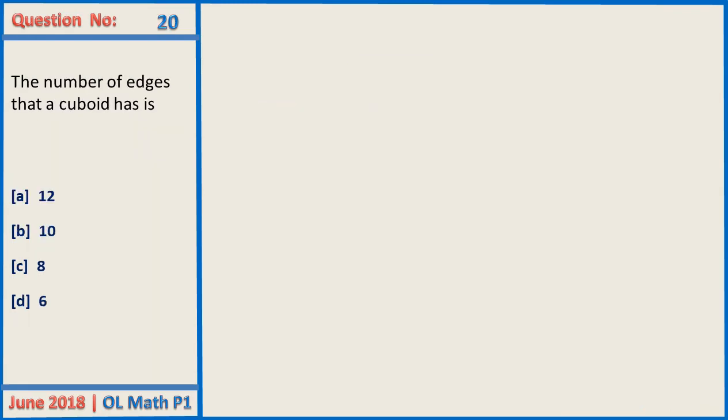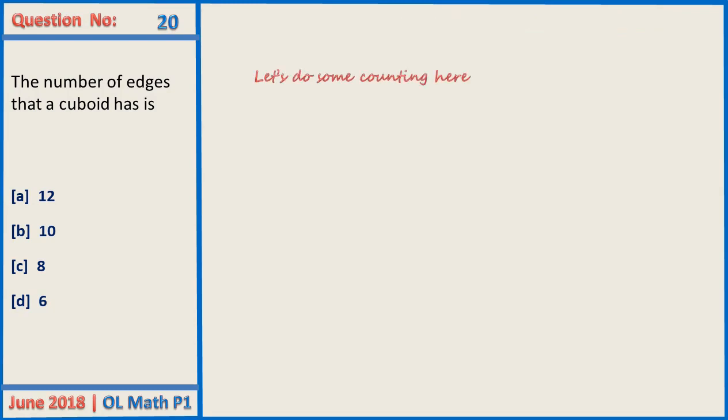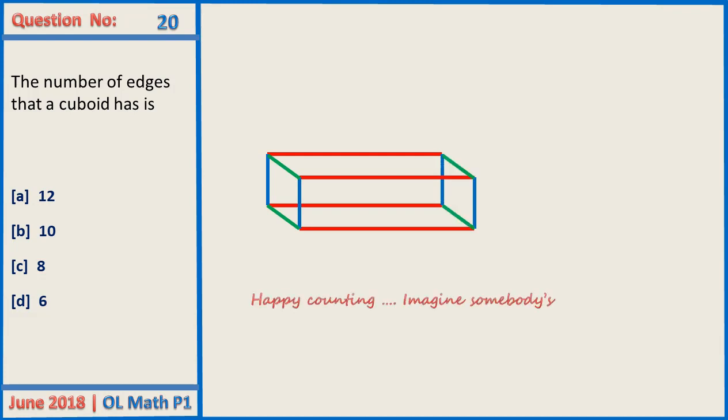Question 20. The number of edges of a cuboid is, the GCE board even repeat questions most of the time. Recall, most of the times in class you call the edges as the lines. So let us count. So we have 1, 2, 3, 4, 5, 6, 7, 8, 9, 10, 11, 12. So happy counting. Imagine somebody counting 1, 2, 3 in an examination hall. Alright, so this gives us 12 edges.